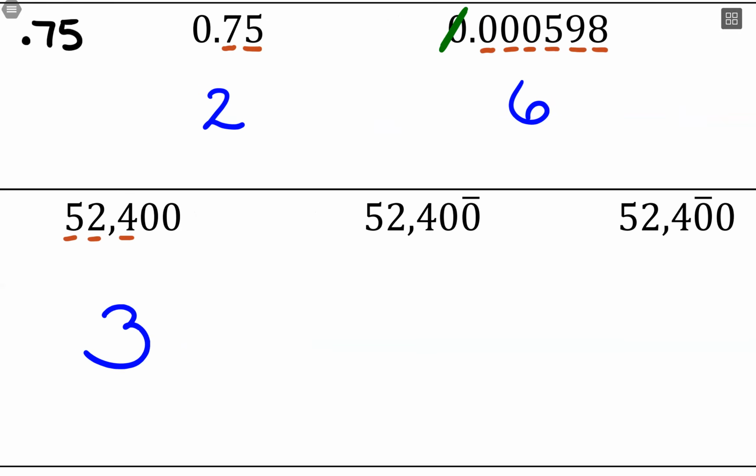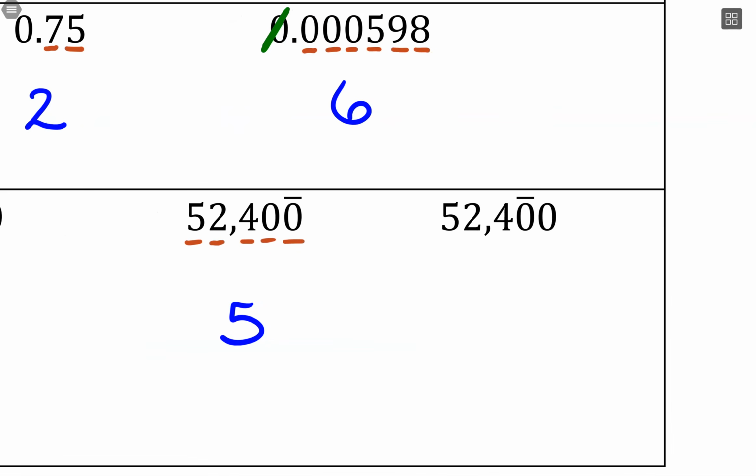But what this is saying is that they did look at the ones place, and if they looked at the ones place, they also looked at the tens place. So those zeros are significant. They're important to the measurement. So with this, we have our non-zeros, and then we have our overbar, and then anything in between is also significant. So this right here would have 5 sig figs.